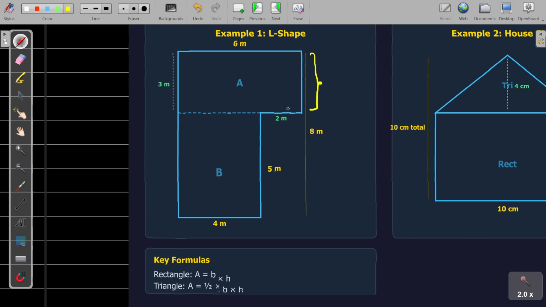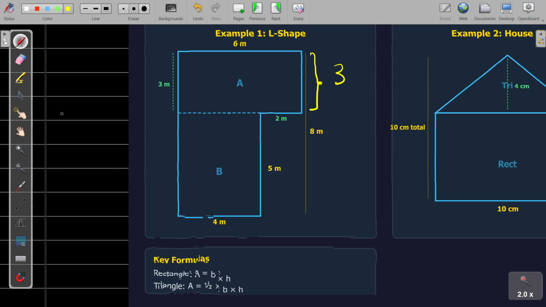It's pretty simple. But what if this is 10 meters, and what if this was 8 or something like that? The same applies. You just need to subtract the smaller one from the larger one right here. So it can be 10 minus 8, and this will give us 2. But in this case, this is 8 and 5, which gives us 3. So the height of rectangle A is 3 meters.